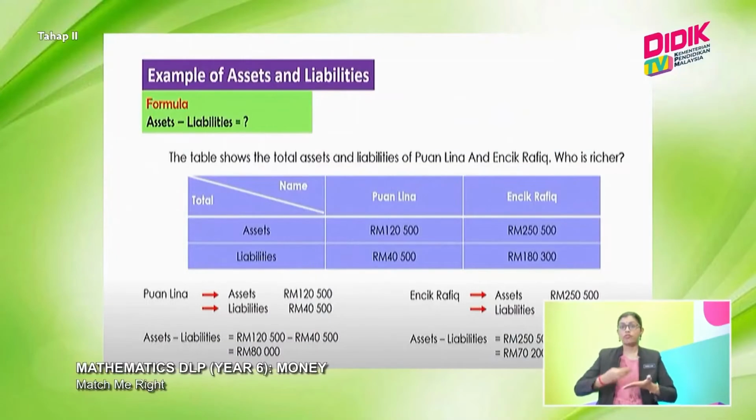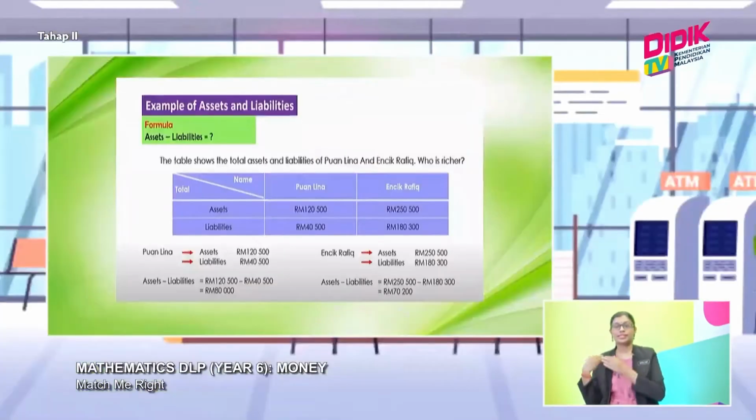Do you understand that? Understand, teacher. Okay, you're a good student. This is an example of assets and liabilities. Okay, formula, you see. We have two persons here, Puan Liza and Encik Razik. Can you tell me which is the richer person? You have to do the comparison between the assets and liabilities, right? So what can you tell about who's the richer person?